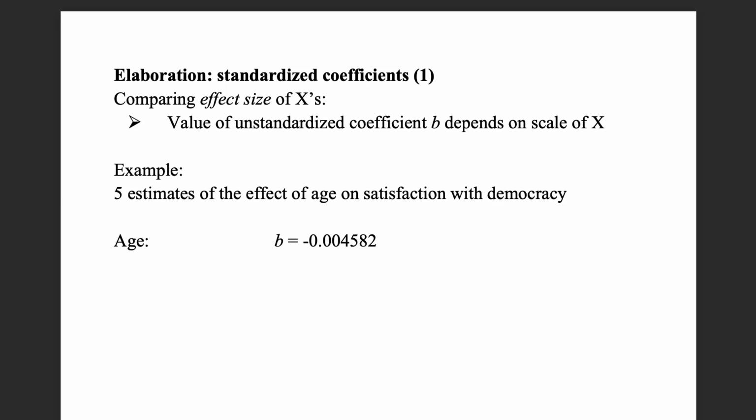The regression coefficient that SPSS gave me was b equals minus 0.004582. So a negative coefficient telling you that for every year older a person is, the predicted value on satisfaction with democracy decreases by 0.004582 points. Satisfaction with democracy is measured on a point scale, so the predicted value is expressed in points. So a slight negative effect.